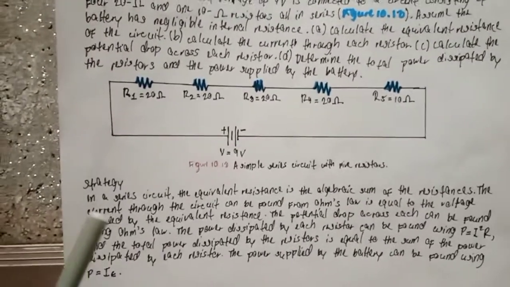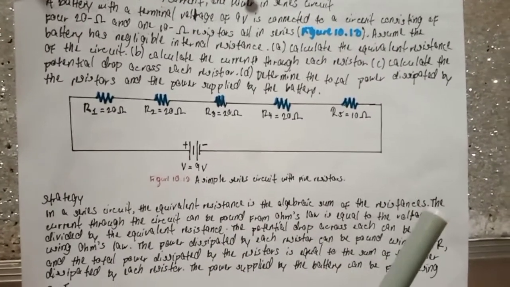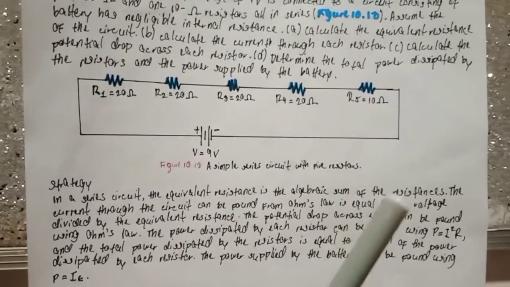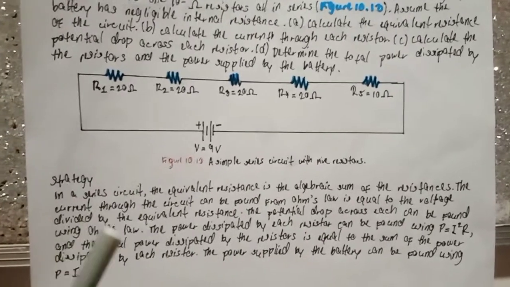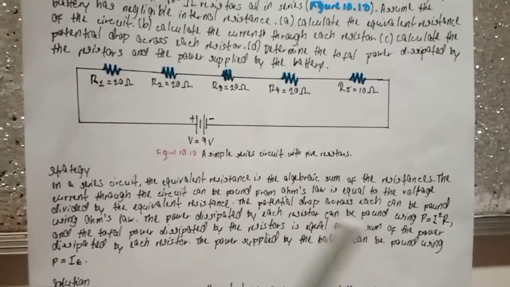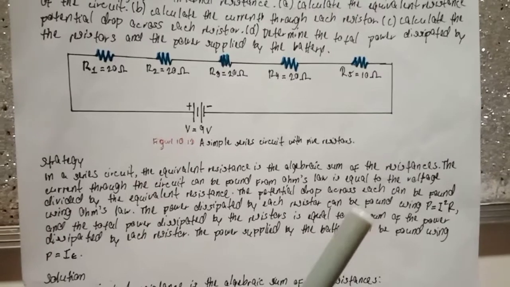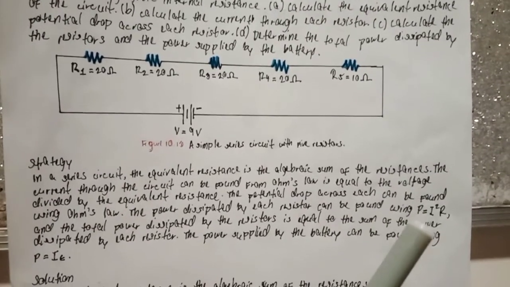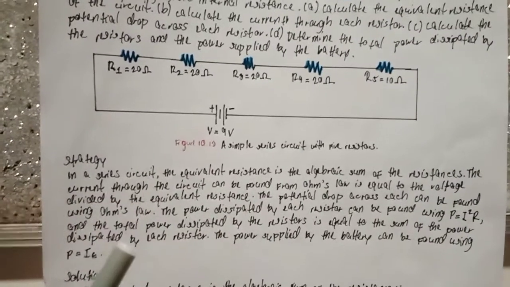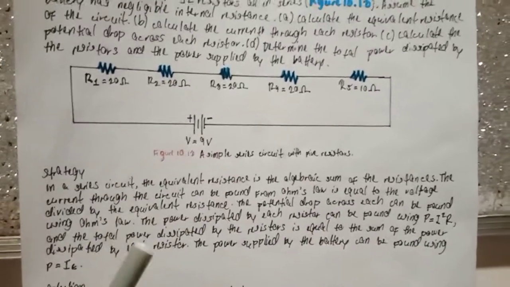Strategy: in a series circuit, the equivalent resistance is the algebraic sum of the resistances. The current through the circuit can be found from Ohm's law: I is equal to the voltage divided by the equivalent resistance. The potential drop across each can be found using Ohm's law. The power dissipated by each resistor can be found using P is equal to I squared R, and the total power dissipated by the resistors is equal to the sum of the power dissipated by each resistor.